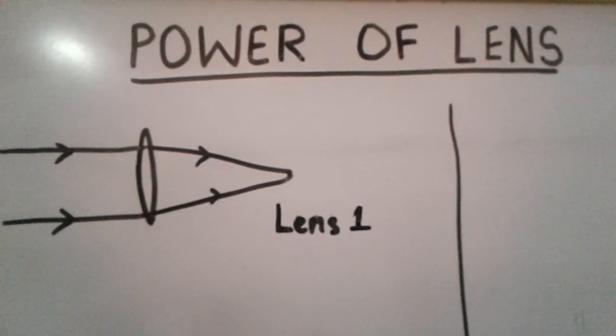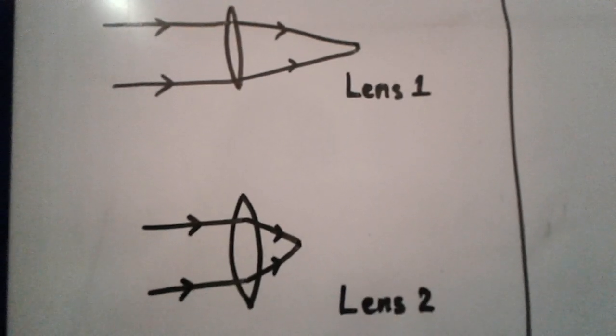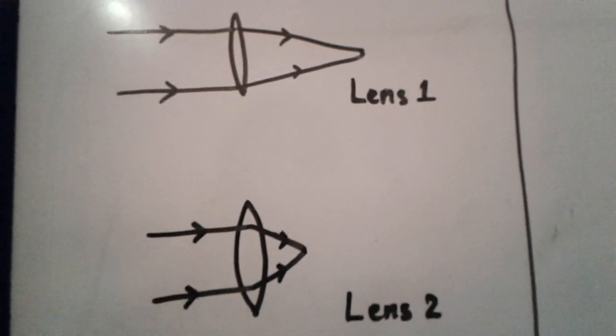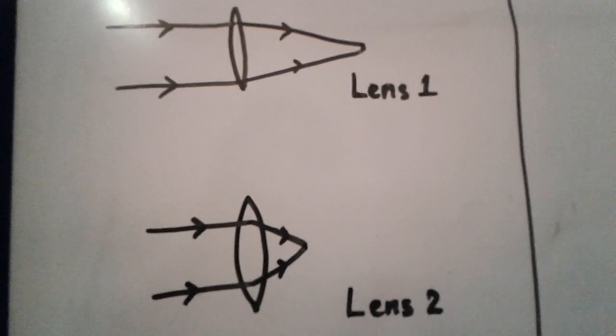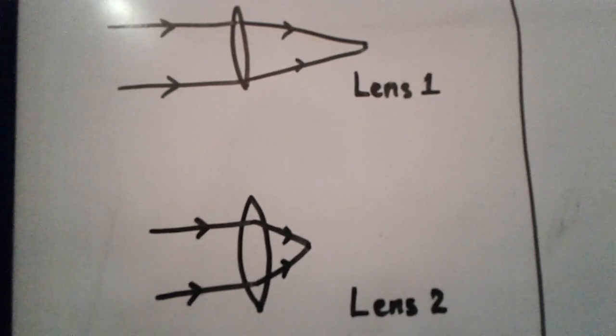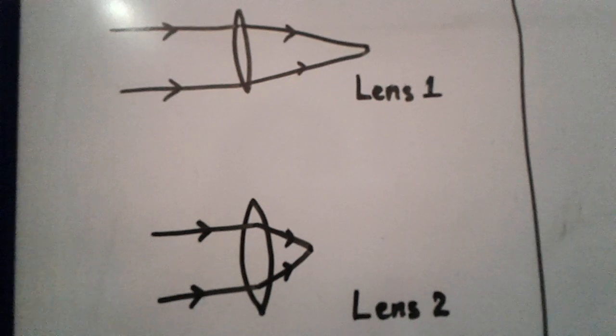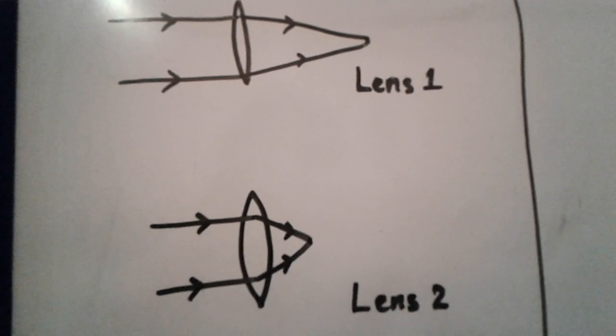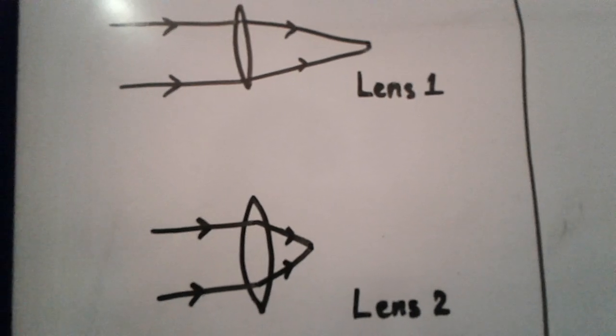Let's study then. As you can see here, I have drawn two lenses, the first lens, that is lens 1, and lens 2. If you observe, the difference between these two lenses is their thickness. The first lens is very thin and the second lens is thick.